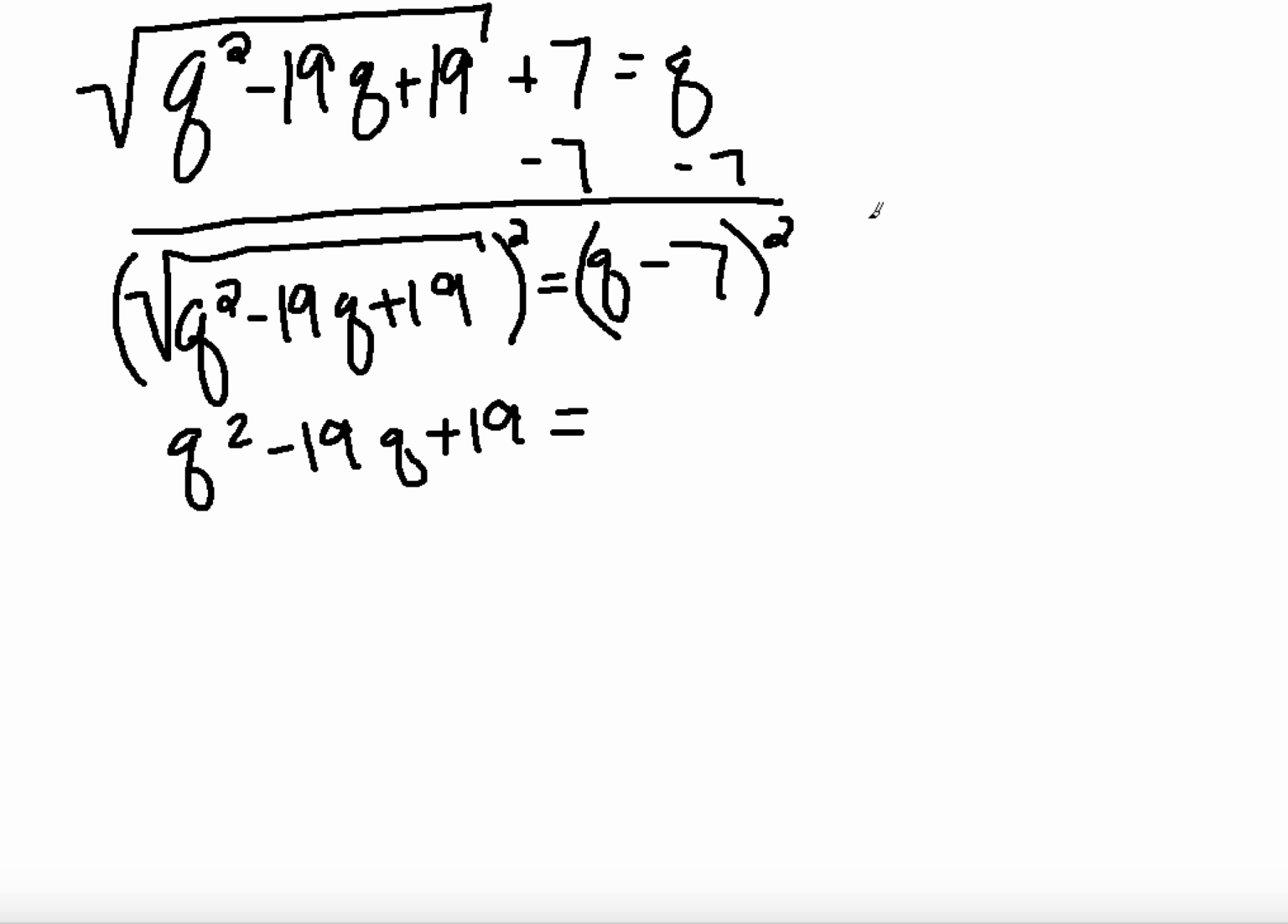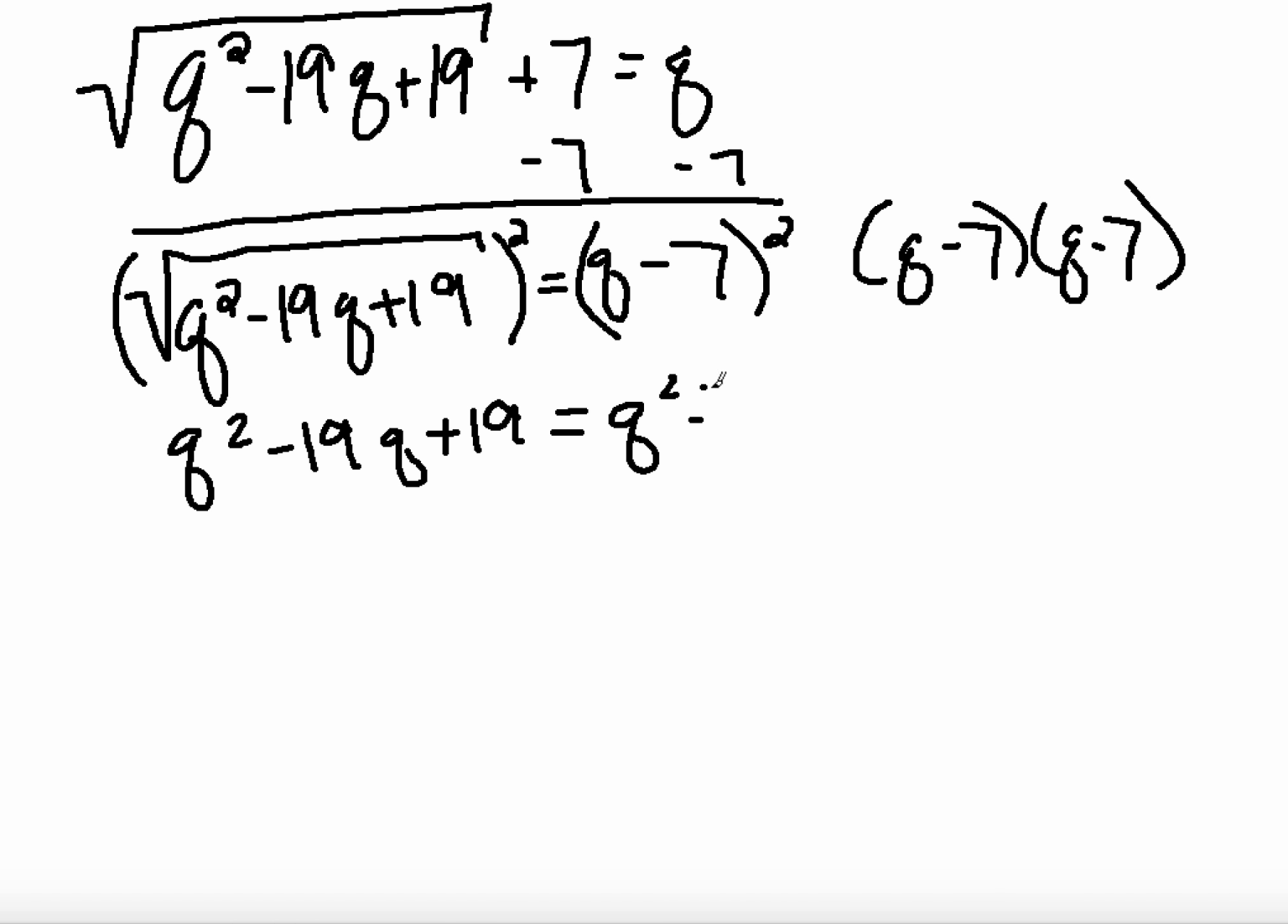Now, q minus 7 squared is the same thing as q minus 7 times q minus 7. Because I'm going to have to get all of my variables on the left-hand side, I'm going to need to FOIL that. So I'm going to have first, outer, inner, last. And what I'm going to do at this point is move all of my terms over to the left-hand side so that I can solve.